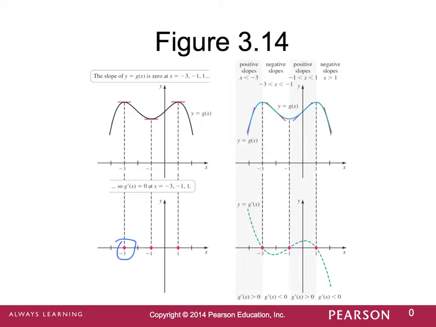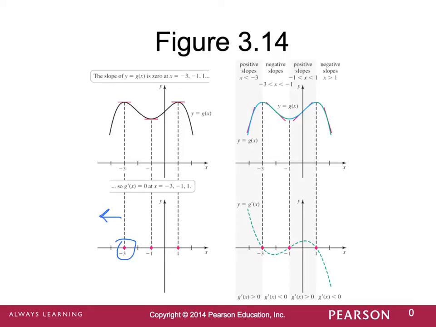So we know at x equals -3, our slope is 0, so therefore our derivative at -3 is 0. At -1, we have the same thing, and at +1, we have the same thing. And so that's where our derivative function is going to cross the x-axis. Now, to find the rest of the function, we have to look at what's happening to the left of -3. What type of slope do we have?